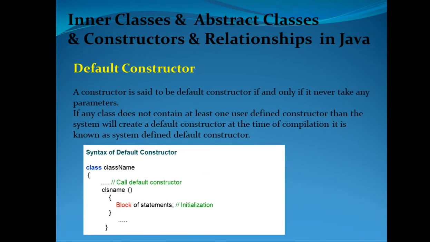So the first one is the default constructor. A constructor is said to be a default constructor if and only if it never takes any parameter. If any class does not contain at least one user-defined constructor, then the system will create a default constructor at the time of compilation. It is known as a system-defined default constructor. This is the syntax of a default constructor: class name, and after that the class name again, and here is the block of statements, and this is the initialization part of the constructor, and that's it.